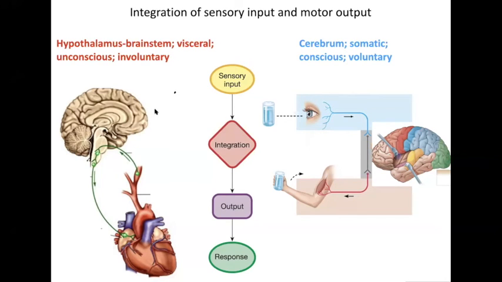Whereas with this pathway, the hypothalamus and brainstem are going to be controlling this, and the input will be kind of unconscious. When your blood pressure is too high, you don't actually particularly know about it.